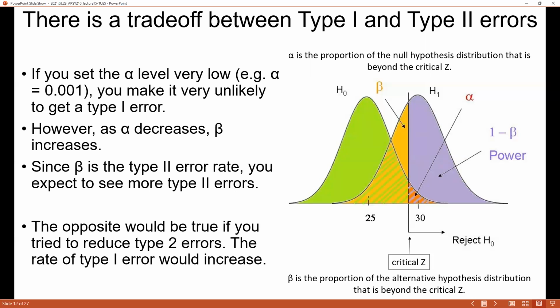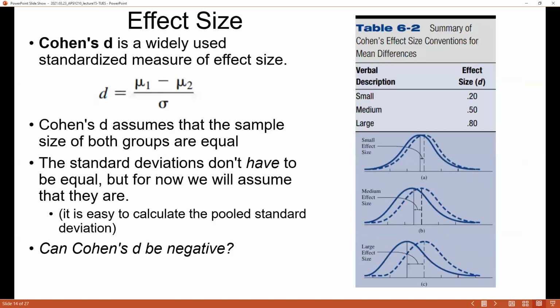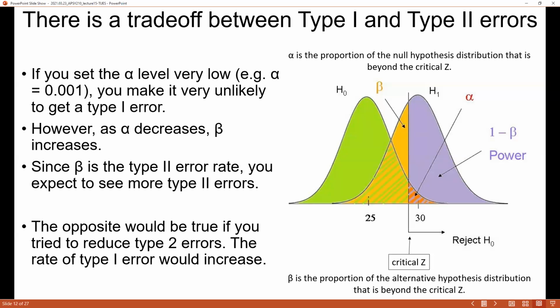I don't think I have enough slides about power, do I? All right, so there's definitely going to be more about power next time. But that is what statistical power is in a nutshell.